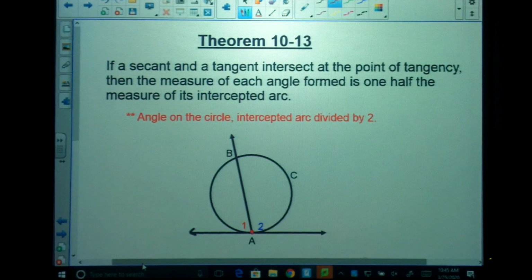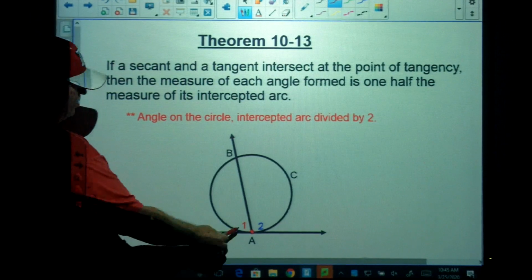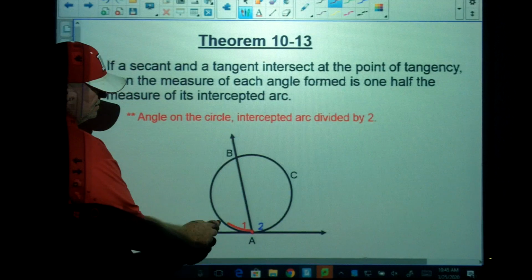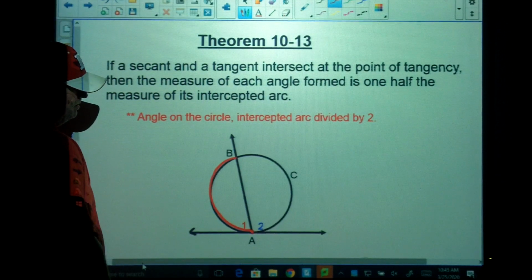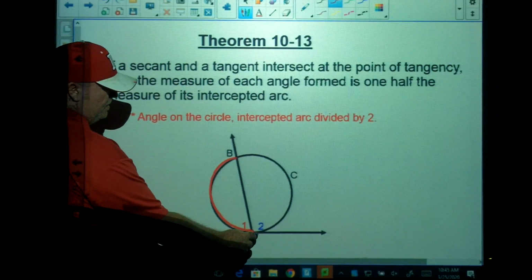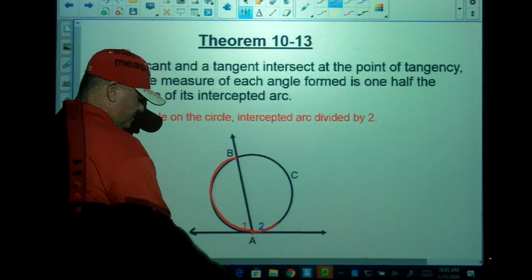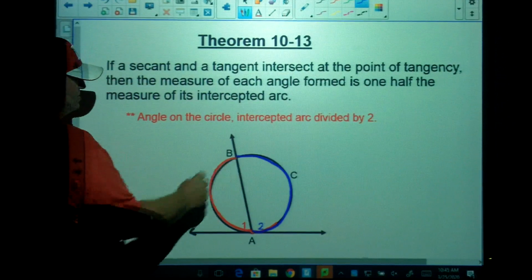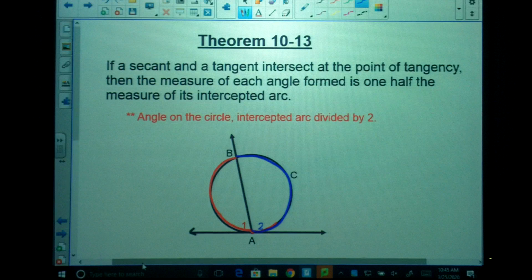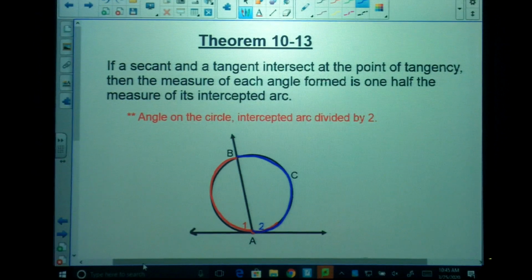So the angle on the circle is your intercepted arc divided by 2. So for angle 1, this would be our intercepted arc. For angle 2, this would be our intercepted arc. So all you have to do is look at the arc that is made by that angle divided by 2, and you get that measure.